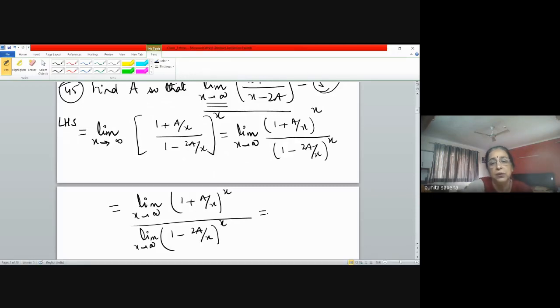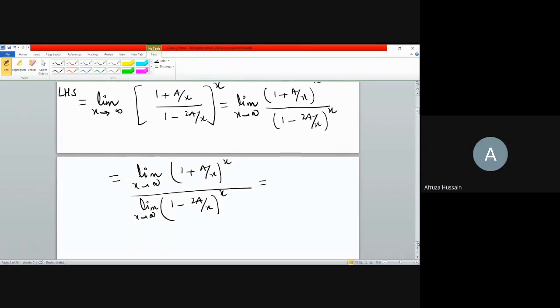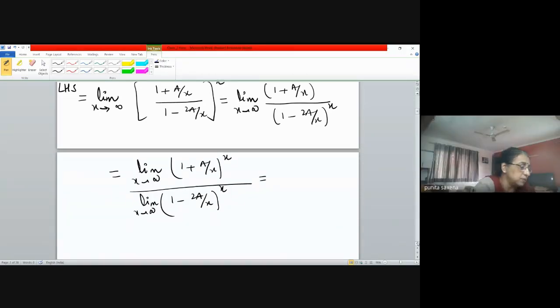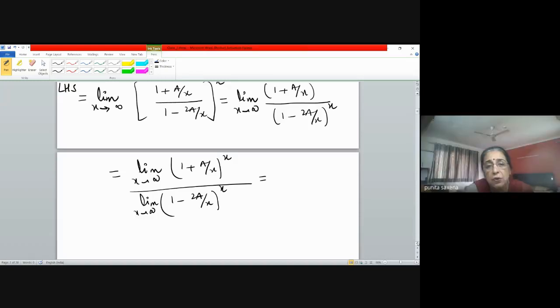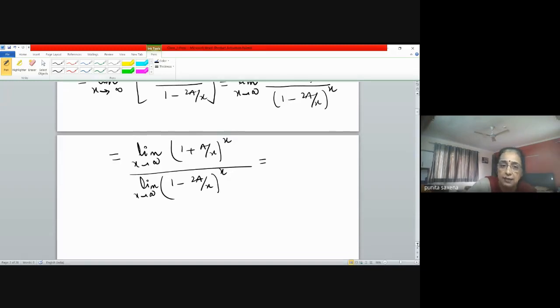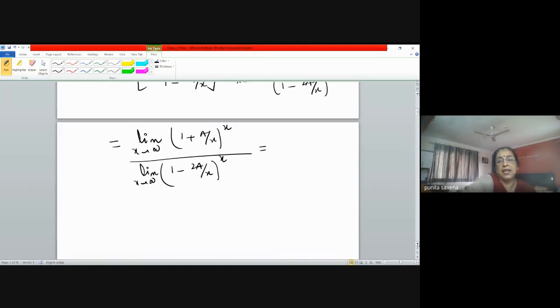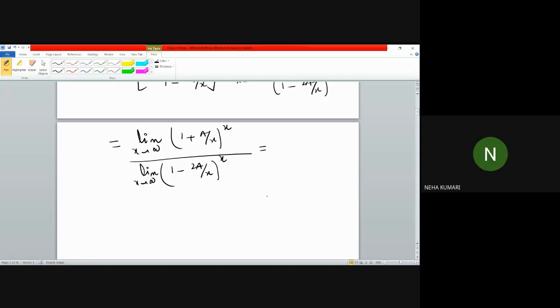अब बताओ, what is the numerator equal to? What is the limit? मतलब इतने दिन में भूल गए? हाँ? क्या किया था? 1 to the power infinity. क्यों?